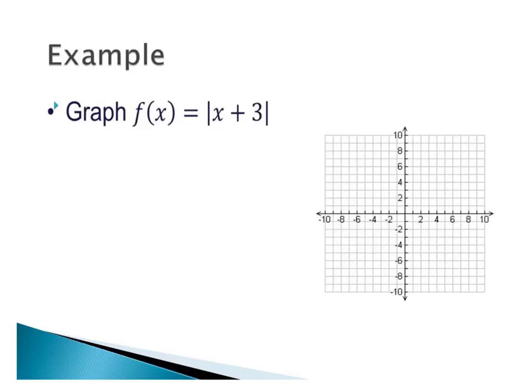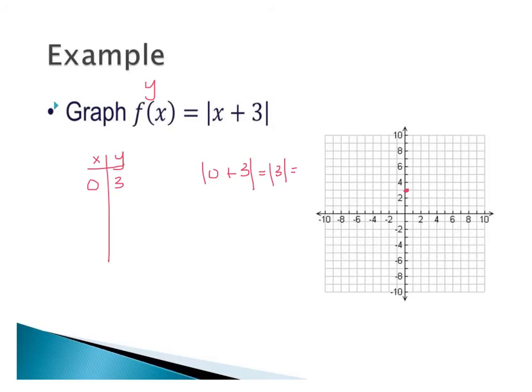So here's the first one, f of x equals the absolute value of x plus 3. And remember, f of x is the same thing as y. So when you go to make your table of values, you've got x and y. So let's just start with x is 0. If you put in 0 for x, you're going to get the absolute value of 3, which is 3. So 0, 3 is one of our points.